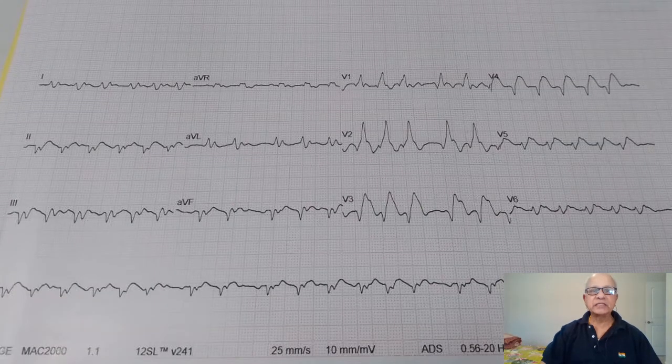Now this is the ECG of a 55-year-old gentleman who had been admitted to the hospital multiple times with a history of chest pain. This visit he came to the emergency with a feeling of palpitations and giddiness of sudden onset since morning. So my questions here are two.